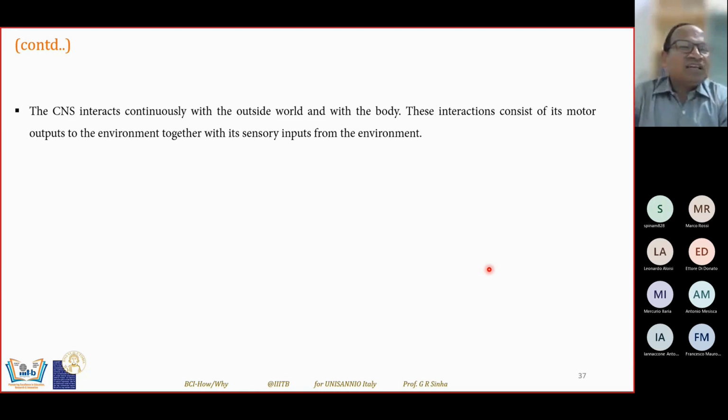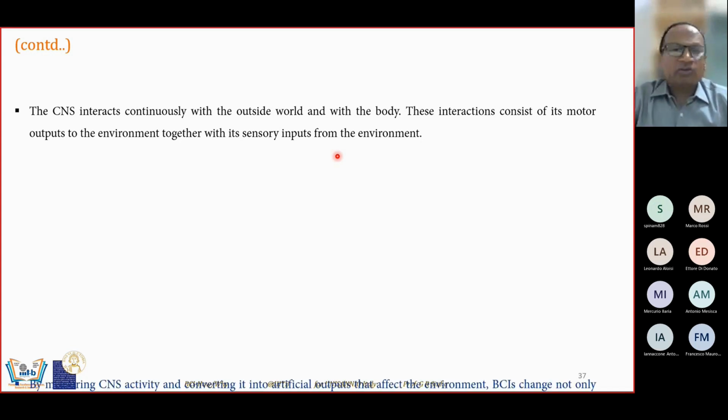So the CNS interacts continuously with the outside world and with the body. These interactions consist of motor outputs to the environment and sensory inputs from the environment. Before understanding all this, one question can come to your mind: what is this CNS, and why are we talking about CNS? Now you must have understood that the CNS is well interfaced with the spinal cord and PNS, and how the CNS is responsible for addressing stroke and other related conditions.